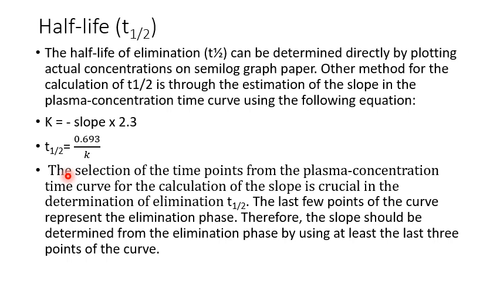The last few points of the curve represent the elimination phase, therefore the slope should be determined from the elimination phase by using at least the last 3 points of the curve. This is very important because in the plasma concentration time curve, the last points are definitely part of the elimination phase. So it is not acceptable to use points that are involved in the distribution phase in the calculation of the elimination rate constant.